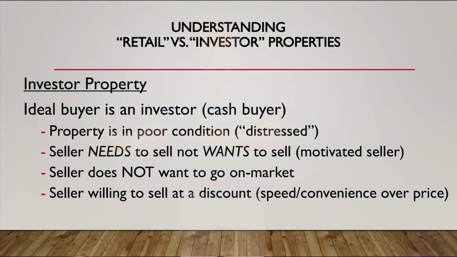So this seller in that situation that wants an investor, or maybe they don't know they want an investor, the ideal buyer is an investor, that type of seller is willing to sell that property at a discount, sometimes a steep discount, for what? What are they willing to trade off? Speed and convenience. They would rather have speed and convenience to sell that property than price.